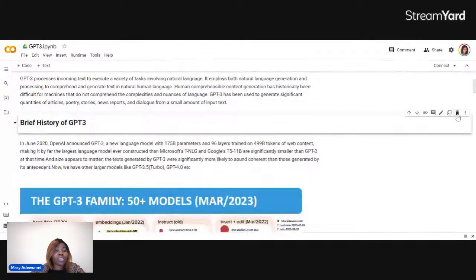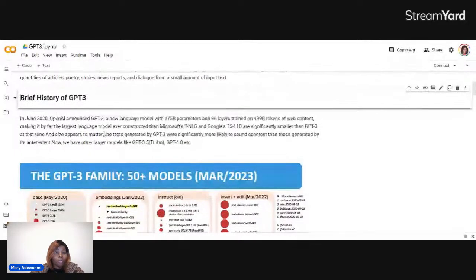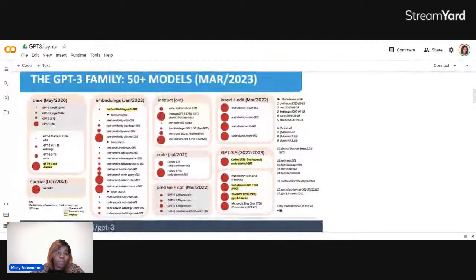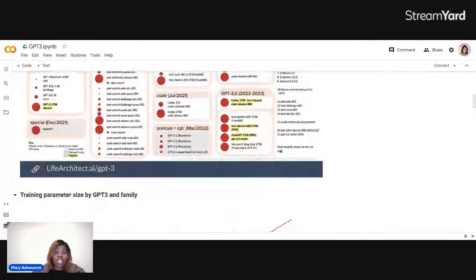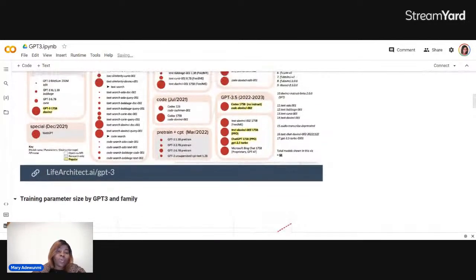So, a brief history of GPT-3, it's just the story. In 2020, OpenAI announced GPT-3, and it was trained, and all these are just the story. Looking at the GPT-3 family, we have GPT-3 small, large. You could see we have 50 plus from the GPT-3 family. This one is just telling us how it is, based on their parameters and others.